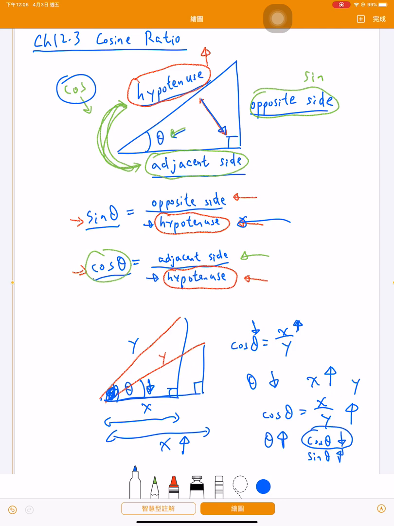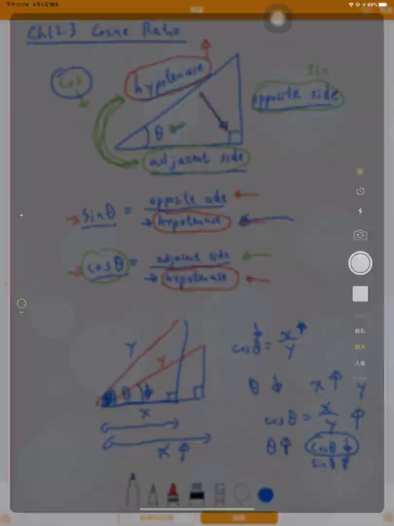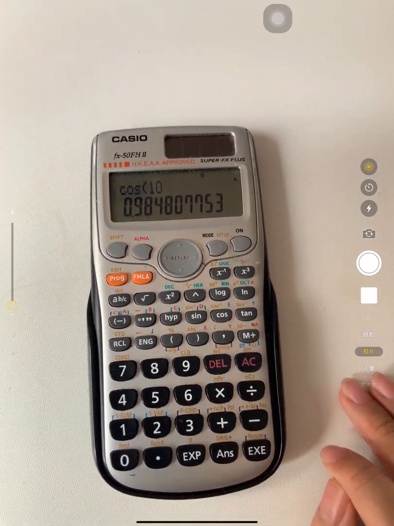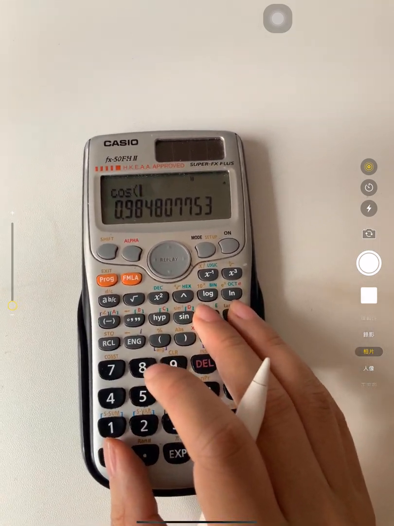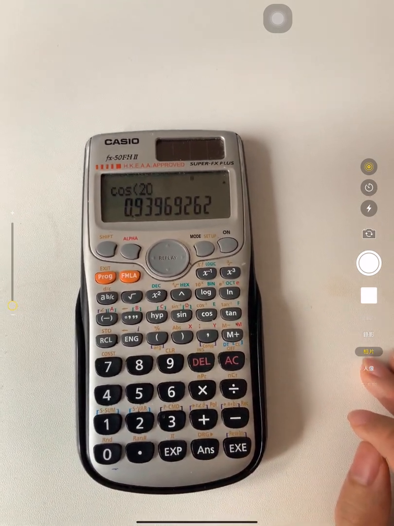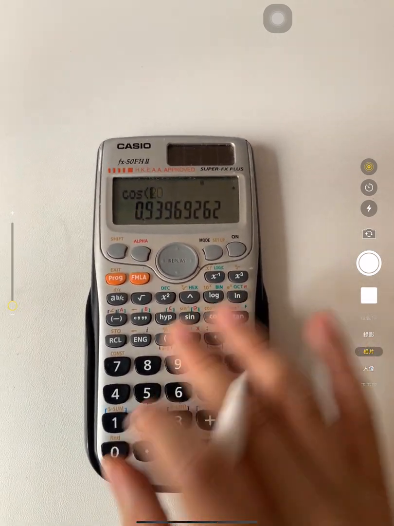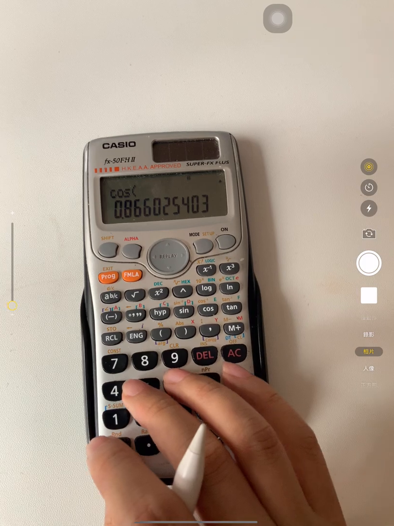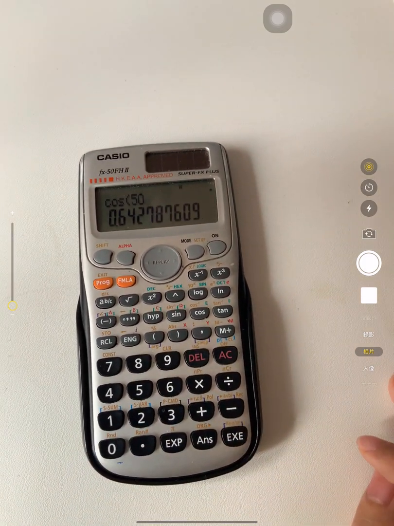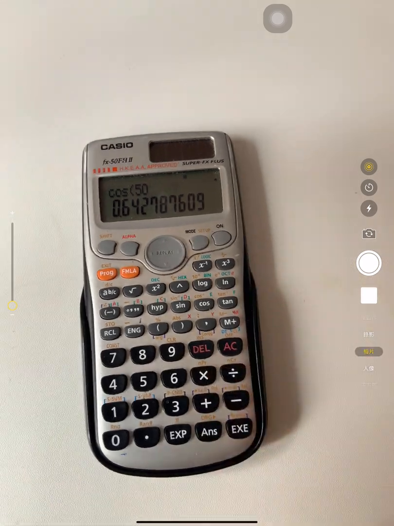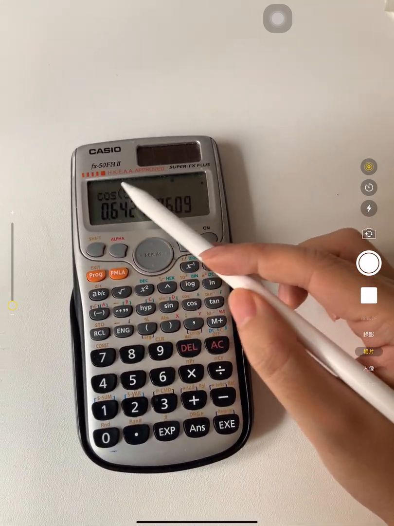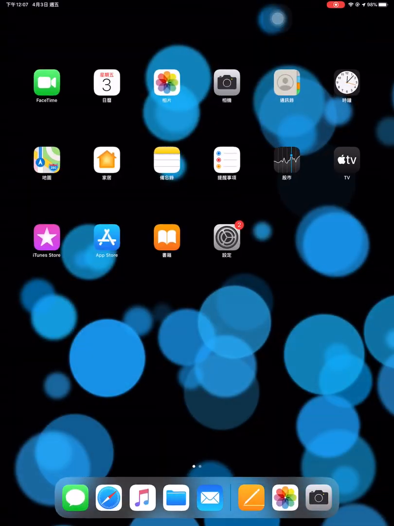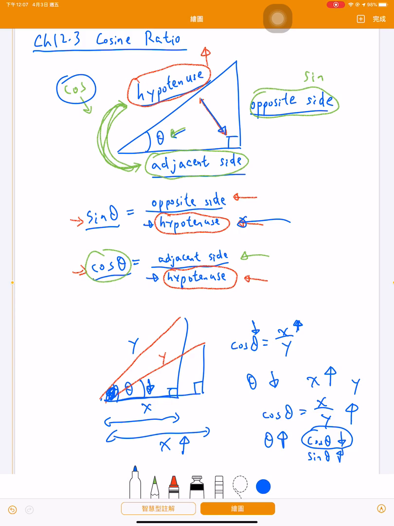You may use your calculator to verify it. For example, cosine 10 degrees is 0.985, right? It's very large. For cosine 20 degrees, it decreased a little, 0.939. For cosine 30 degrees, 0.866 is also decreased. For cosine 50 degrees, it's 0.642. You can see when theta is increased, the cosine theta number will be decreased. It is opposite, or in mathematics we may say it is inversely proportional.